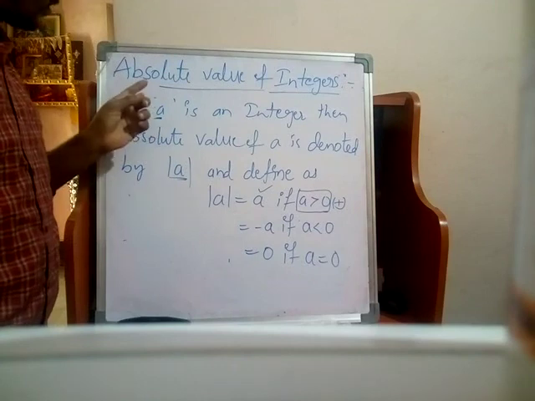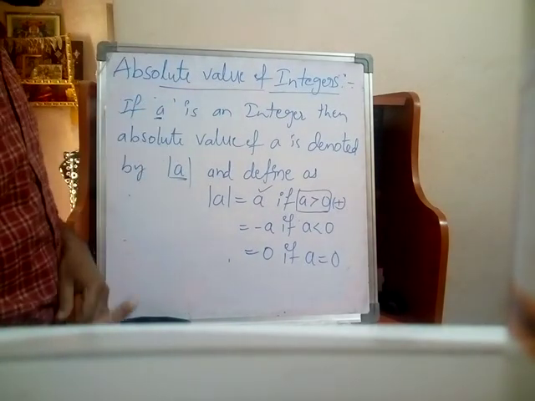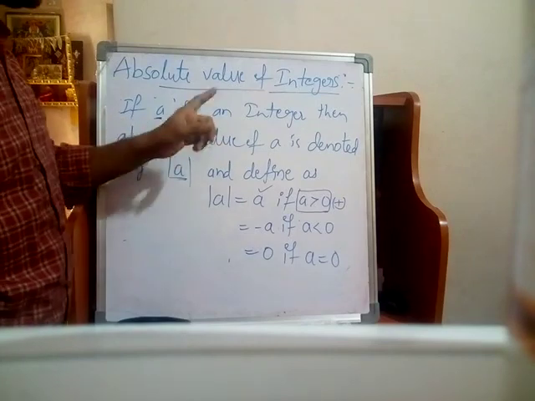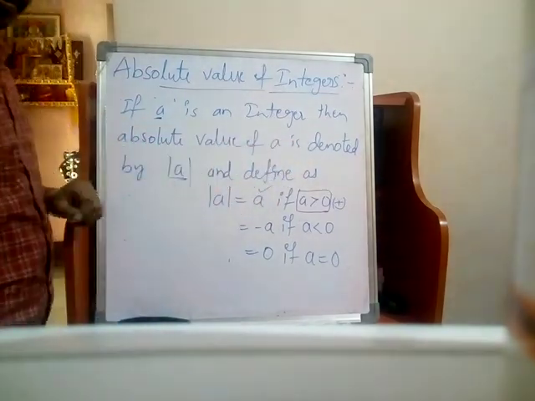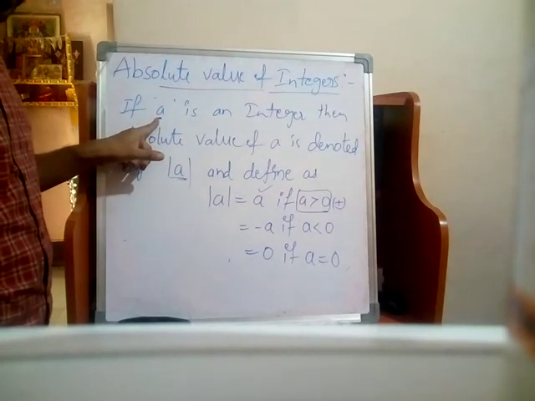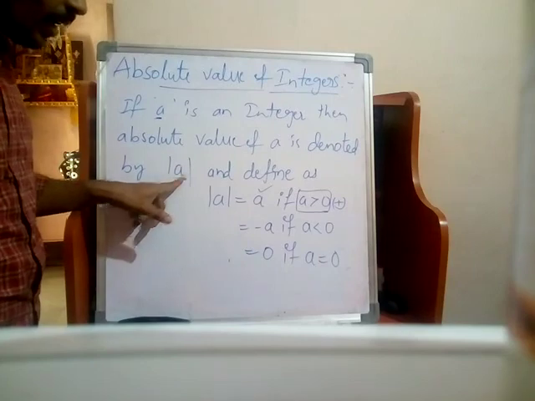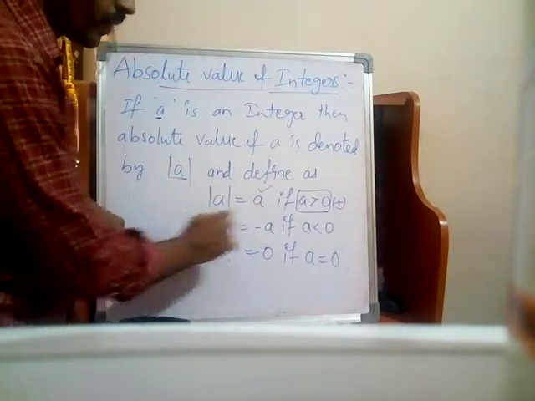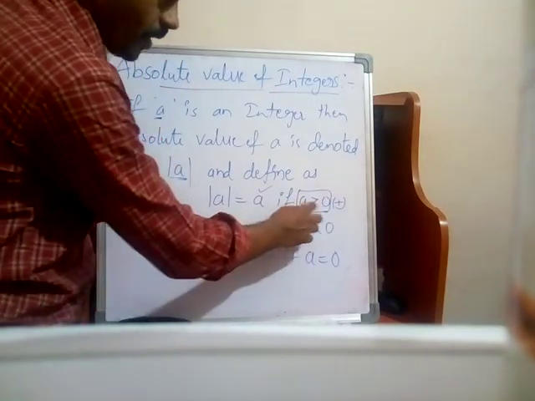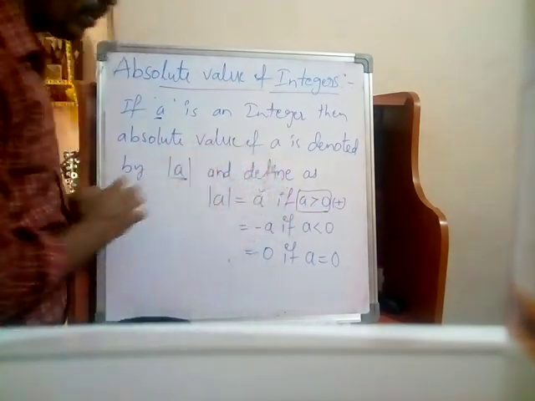So next one is absolute value of integer. So what is absolute value of integer? If a is an integer, then absolute value of a is denoted by modulus of a and defined as: modulus of a is equal to a if a is positive, means greater than 0. Modulus of a is equal to a only.